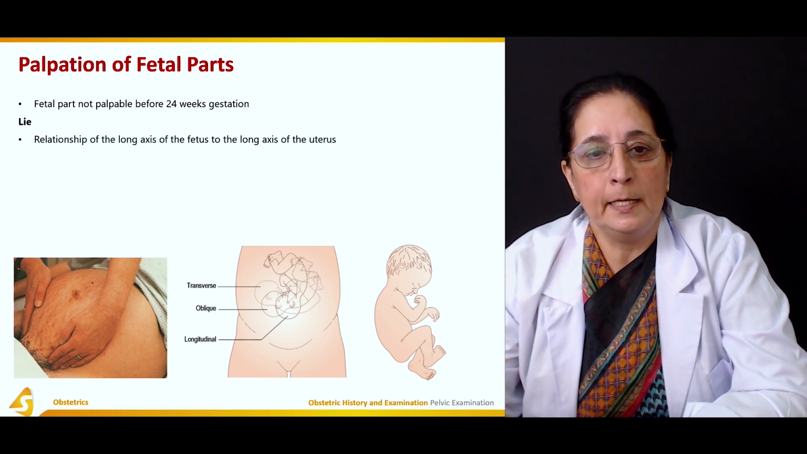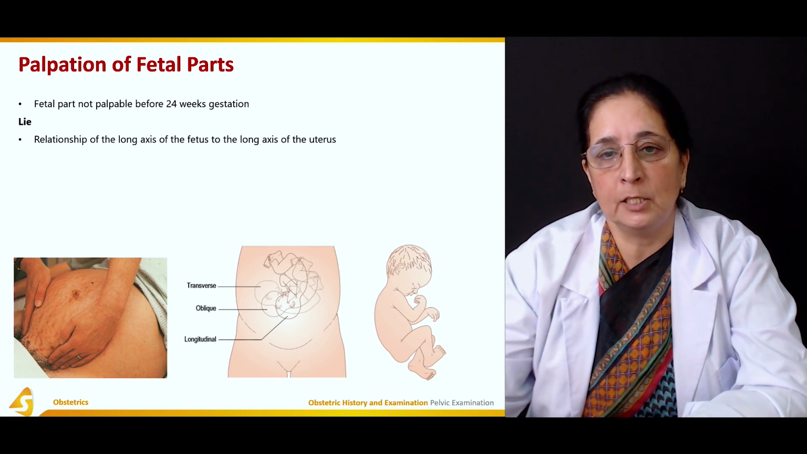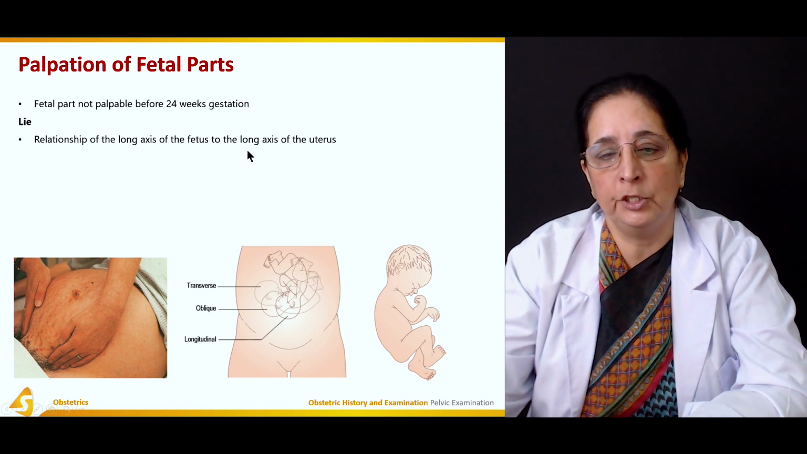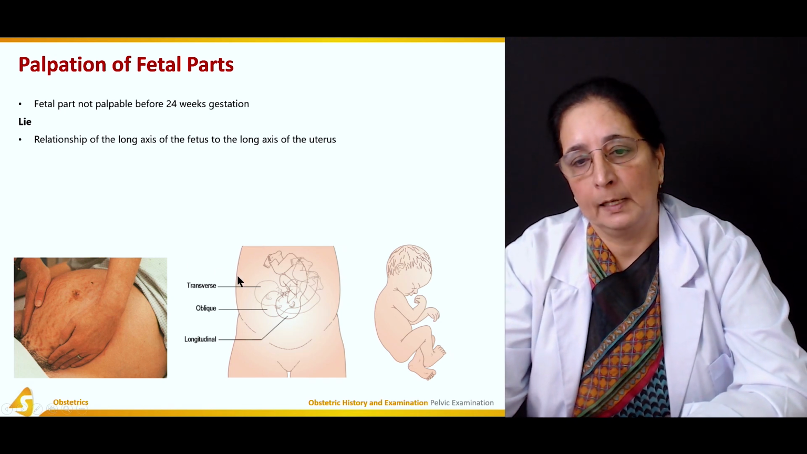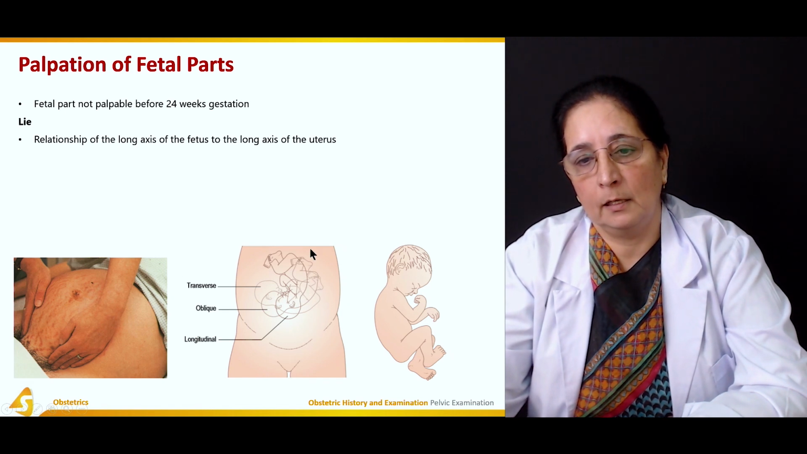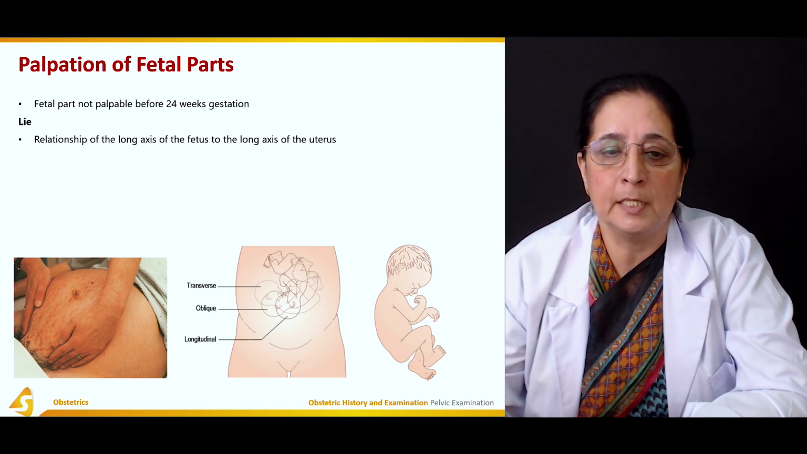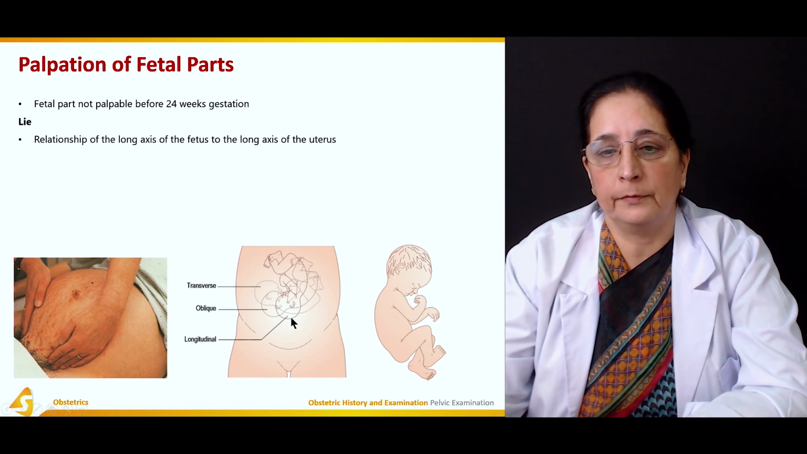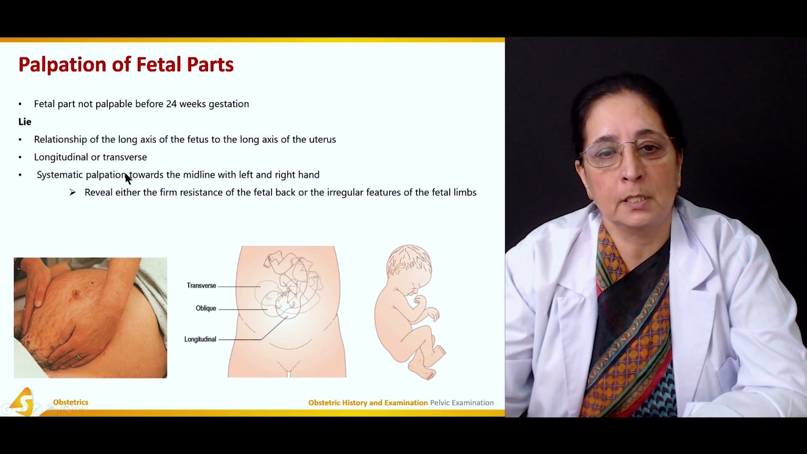Lie is the relationship of the long axis of the fetus to the long axis of the uterus. So these are all the lie. Transverse lie is like this. Oblique is on the sides, and longitudinal is straight. All these describe the long axis of the fetus to the long axis of the uterus: longitudinal or transverse.